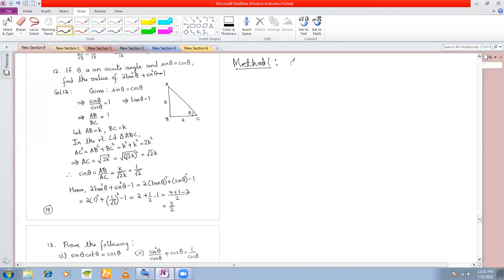So given here is sine theta is equal to cos theta. If sine theta is equal to cos theta, then you can write sine theta by cos theta is equal to 1. And what is sine theta by cos theta? It's tan theta. We've got tan theta is equal to 1.